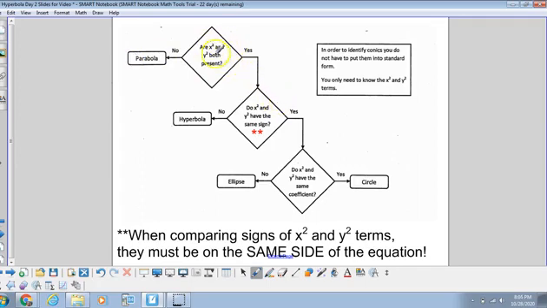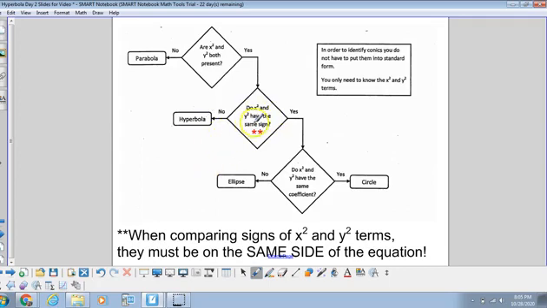But if we have both an x squared and a y squared term, then we want to look at, do they have the same sign? And this is important to note here, that when we're comparing the signs, they have to be on the same side of the equation. If they do not have the same sign, then that's a hyperbola. It'll either be an x squared minus y squared or a y squared minus x squared. But different signs means a hyperbola.